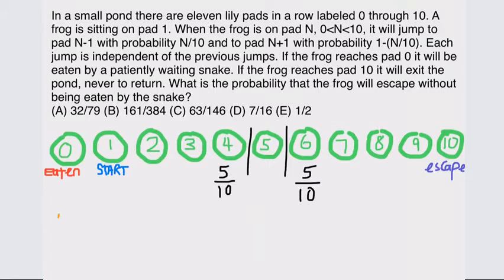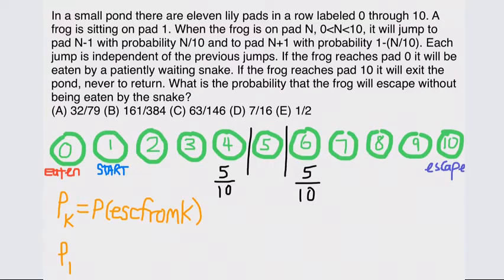Now let's define a probability pk as the probability the frog escapes from pad k. So, for example, we know that p5 is 5 over 10 or 1/2. And ultimately, we'll want to find p1. Let's try to figure out some equations to find p1.